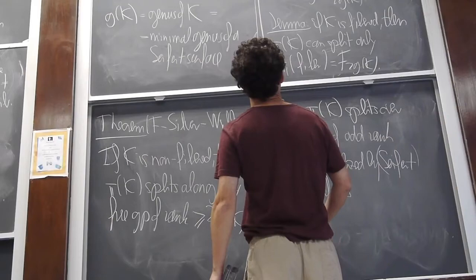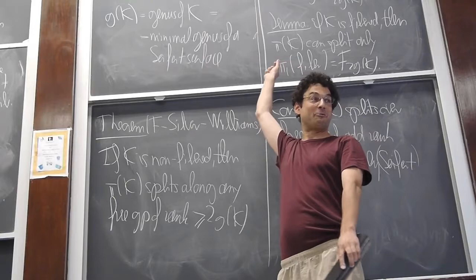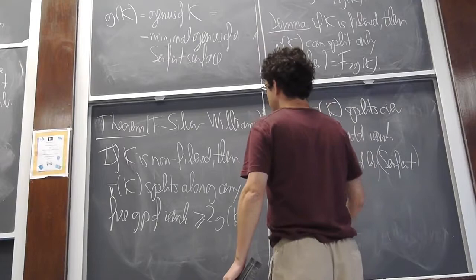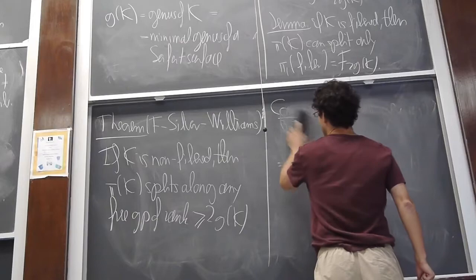So if you want to, you can now say that we have a dichotomy between fibered and non-fibered knots. Fibered knots have very boring, only one splitting, and non-fibered knots have fundamentally many kinds of splittings. We also proved another theorem, which is a little bit different. Let me just state it without going into the details.